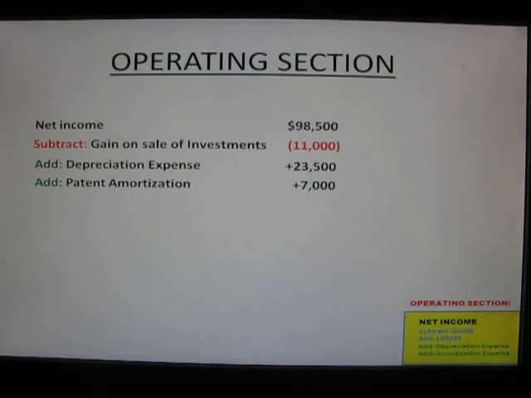The next thing that we do in the operating section is to add back any expenses that were subtracted in arriving at net income that were non-cash. Depreciation expense and amortization expense will always be non-cash items. Remember, the journal entry is debit depreciation expense, credit accumulated depreciation. No cash is involved in those expense entries. So we're going to add both of those back.